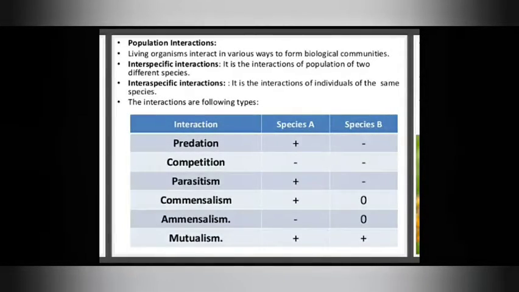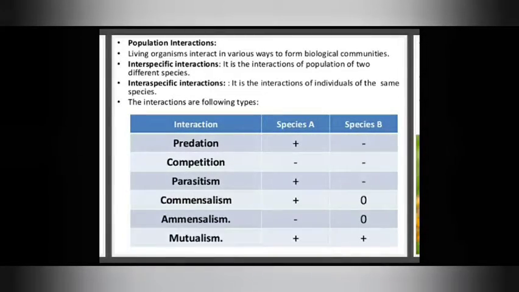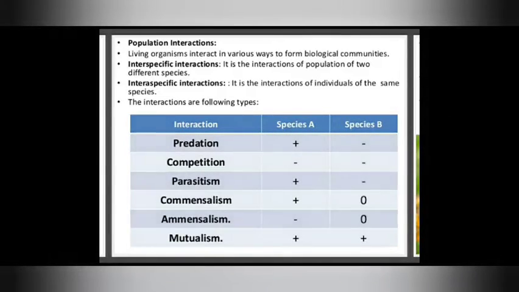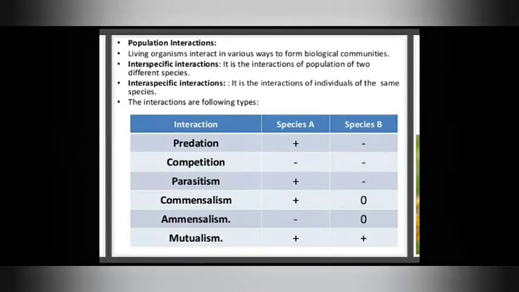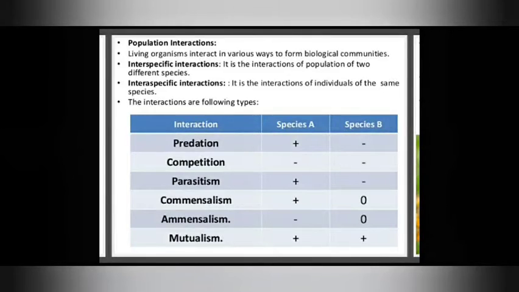You can see the table of these interactions. This can be predation, where species A is benefited and species B is harmed. Plus sign means benefited, minus sign means harmed. In competition, both the interacting species are harmed. Third is parasitism, where the parasite species is benefited and the host species is harmed.